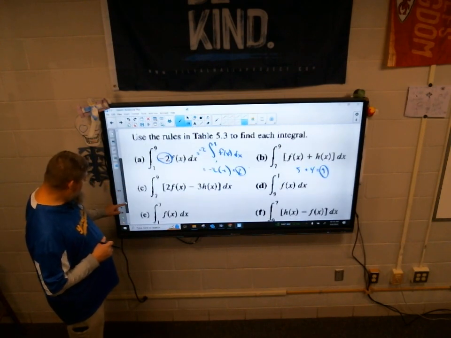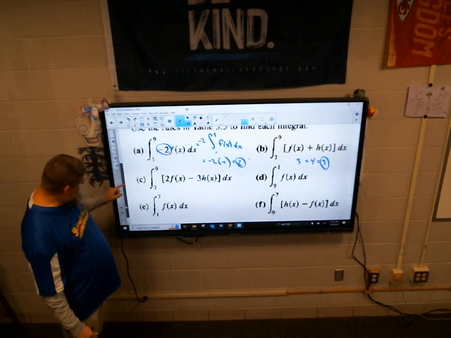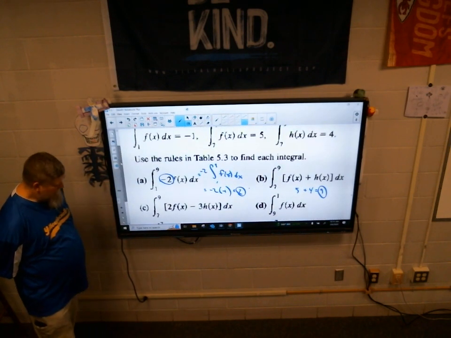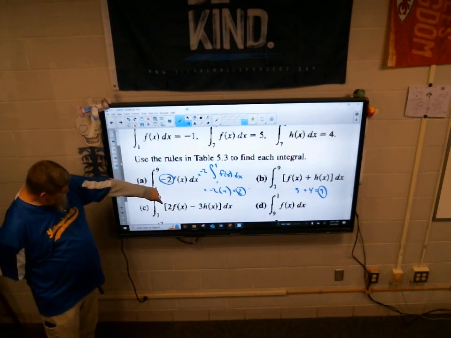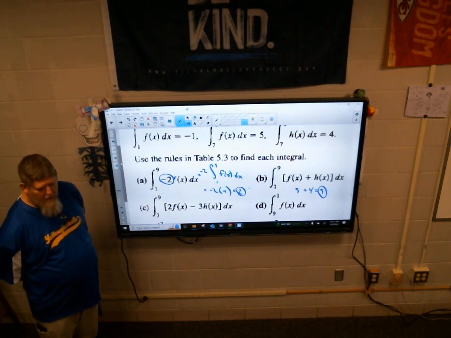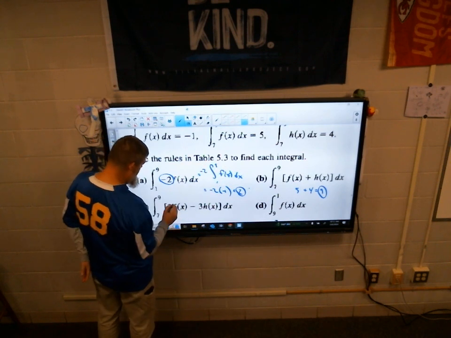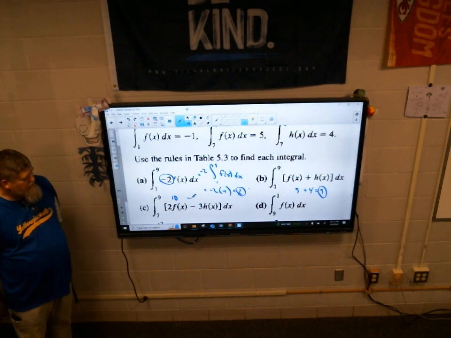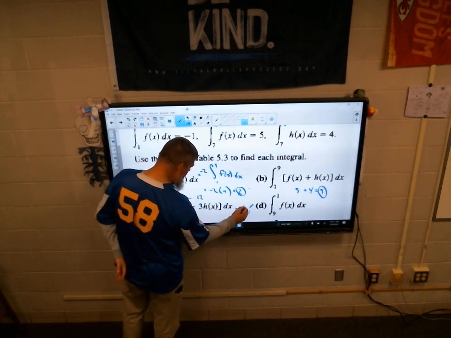Part C. The integral from 7 to 9 of 2f of x minus 3h of x. So how would I find that one? We can still pull those constants out, right? So all it's asking for really is, what is 2 times the integral of f of x from 7 to 9? 10. 7 to 9 is 5 for f of x, so 2 times that is 10. What is 3 times h of x? 12. Do you see that? So the answer is going to be -2.